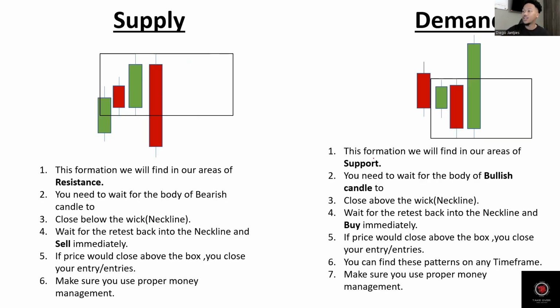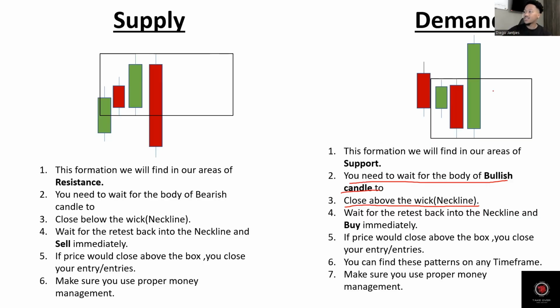Let's look at an area of demand. Let's look at the criteria, right? This formation will be formed in our areas of support, below price. So with this being below price, what do we want to see in areas of support? We want to look for lovely buying opportunities. So areas of demand are areas where you want to look for nice buying opportunities. You need to wait for the body of the bullish candle to close above the neckline.